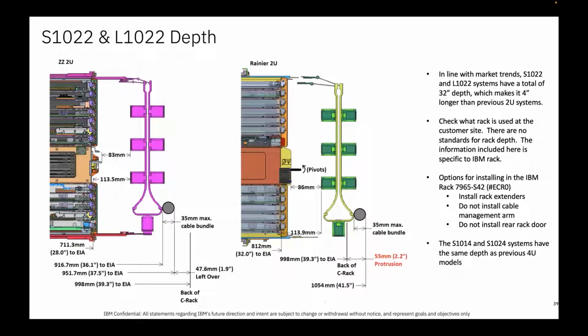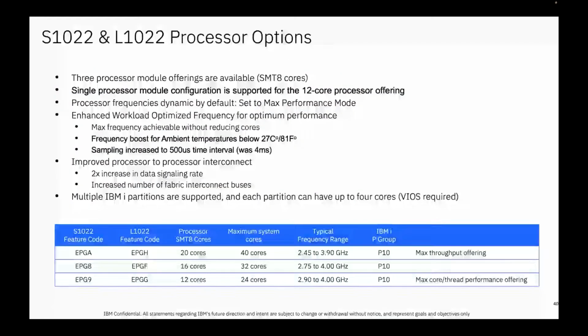Now here is something that we won't spend a lot of time on, but be aware that the depth of the 1022 has increased. Other vendors are as well. So it's 4 inches longer than our previous 2U systems. And that may or may not be an issue. The 1024 and 1014, no change. Depending on what racks are in use, there is no standard for depth. Probably a good topic for a deep dive call in the future. So just be aware, they're longer, they're deeper.